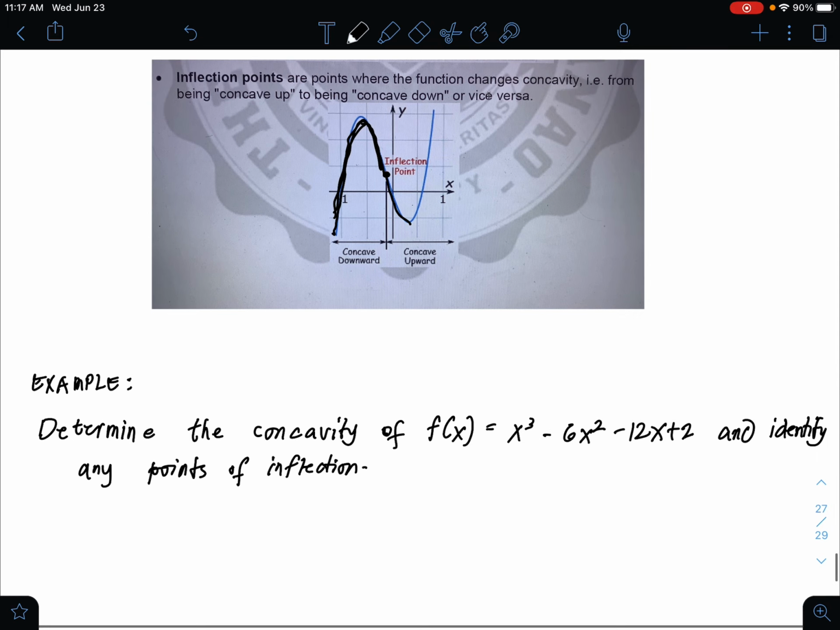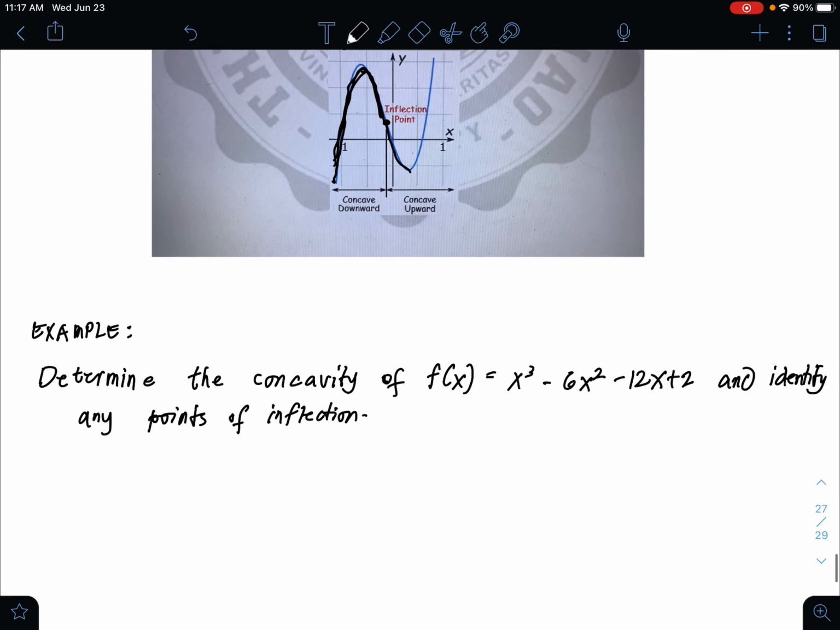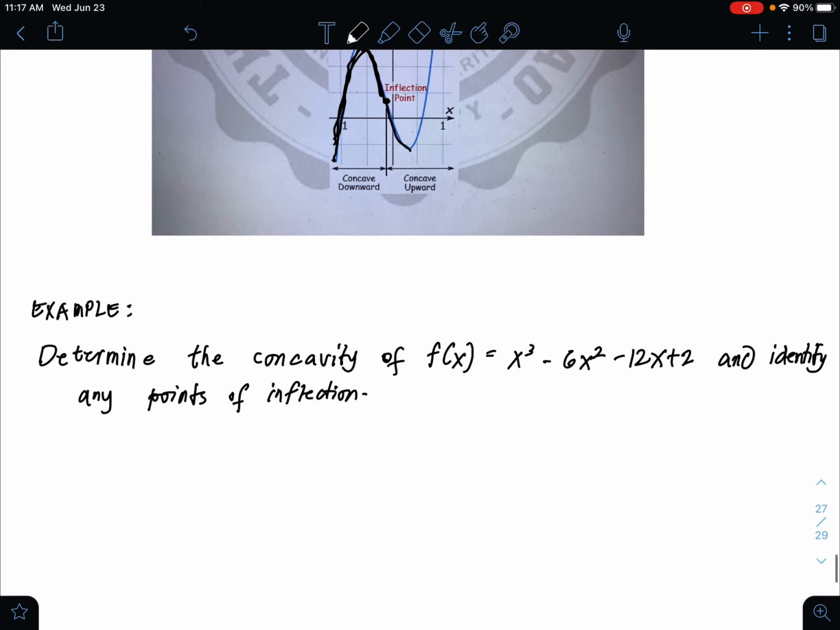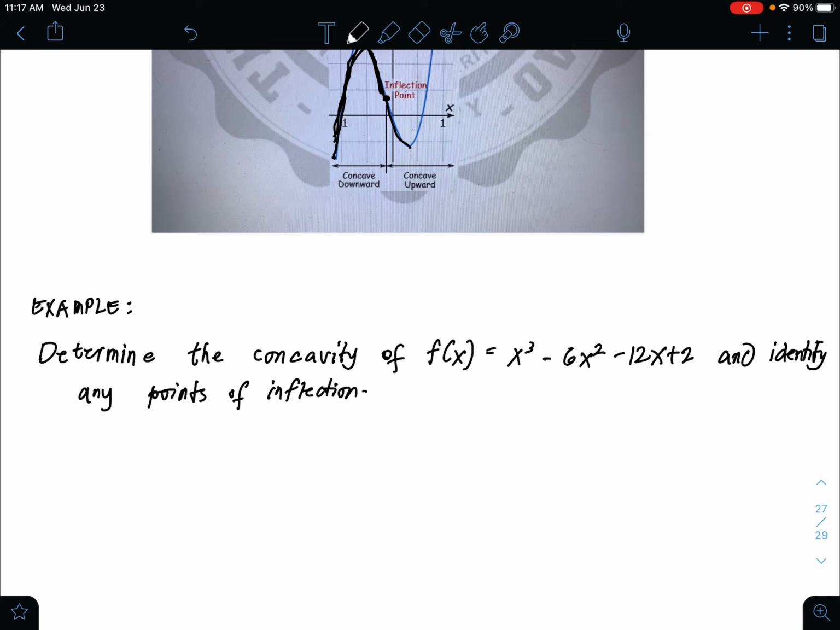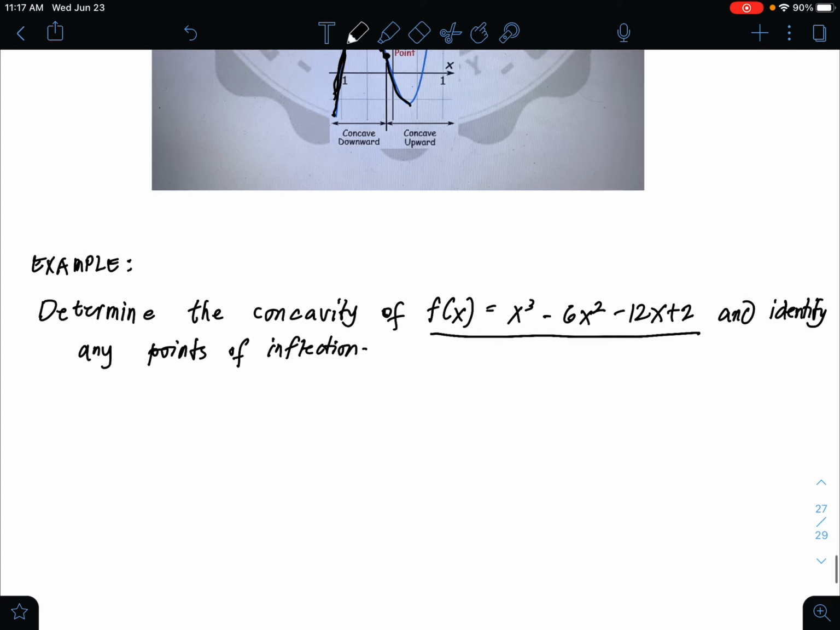So kana concavity. Example, determine the concavity of f of x is equal to x cubed minus 6x squared minus 12x plus 2 and identify any points of inflection. So ang kalahian niya in increasing and decreasing functions is that diri we will be using the second derivative test. So we will get the second derivative of this equation.